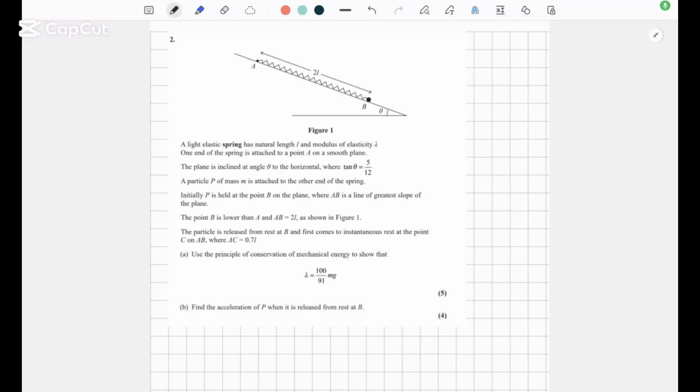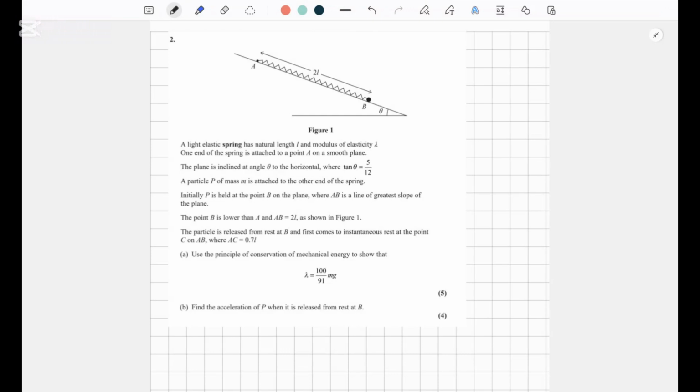Hi everyone. So I'm going to do this further mechanics question. It's from Further Mechanics 3, question 8 possibly. So yeah, let's start the question. It's a question regarding a light elastic spring. Let me just go through the question. They say a light elastic spring has natural length L, and then a modulus, and then we get the angle.